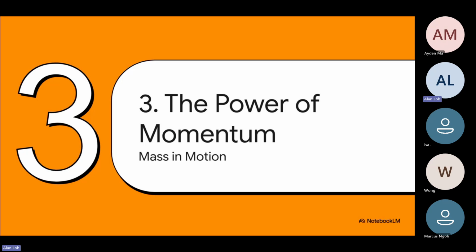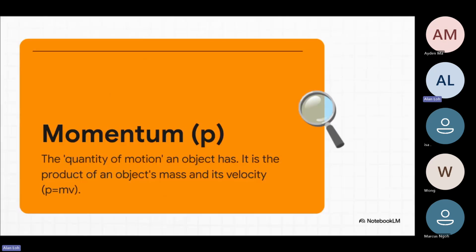Okay, so now that we've got these laws down, Drawer 3, we can talk about a really cool concept: momentum. This isn't just about speed. This is about how much oomph something has when it's moving. The formula is super simple. Momentum is just an object's mass multiplied by its velocity. I like to think of it as mass and motion.